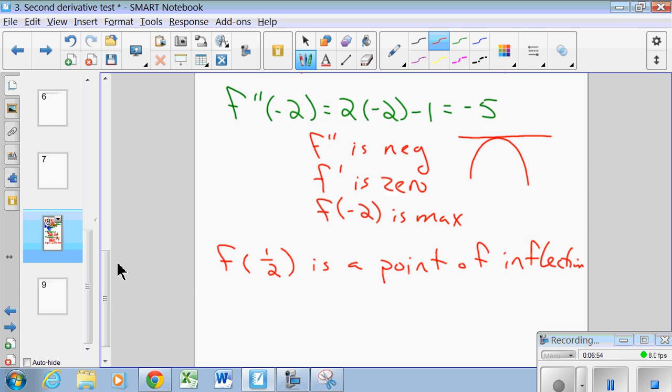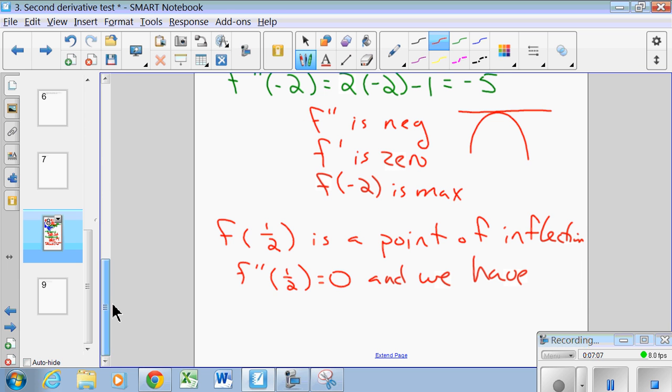And our logic there is that that's where the second derivative is 0. And we have that concave up, concave down thing happening. Right? If you kind of look at going from left to right, our graph is going from concave down to concave up.